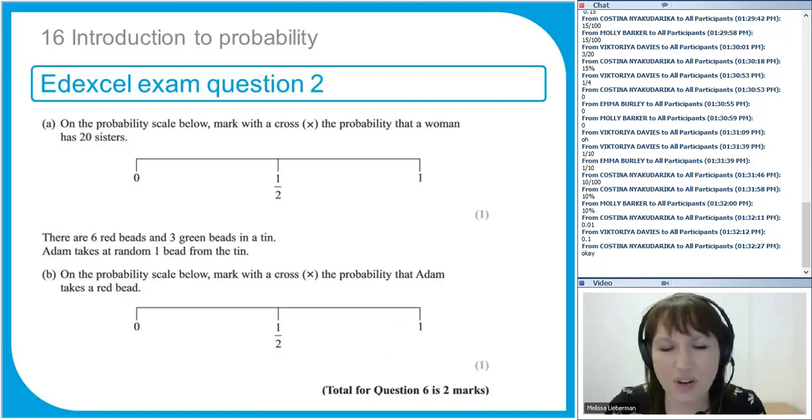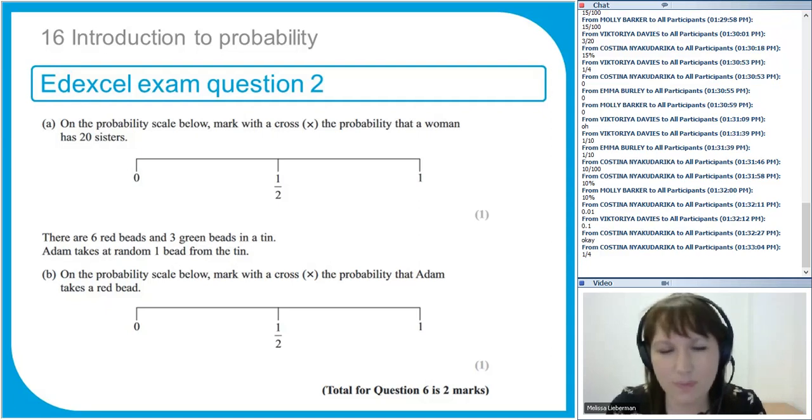Now, as I said, they like having these probability scales as well in the exams. Here's another typical exam question. So on the probability scale below, you can't do this if you're watching live, you can maybe describe to me where the cross would be. Mark on there the probability that a woman has 20 sisters. Now, it's not an exact number, you're just really showing that you have a feel for whether this is very unlikely or very likely. So what's the probability of a woman having 20 sisters?